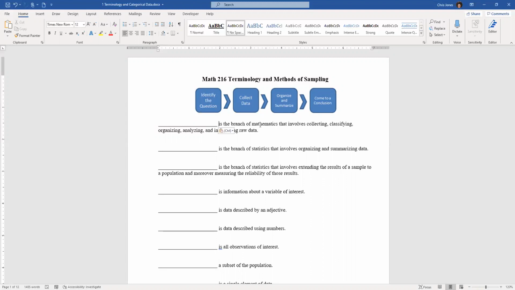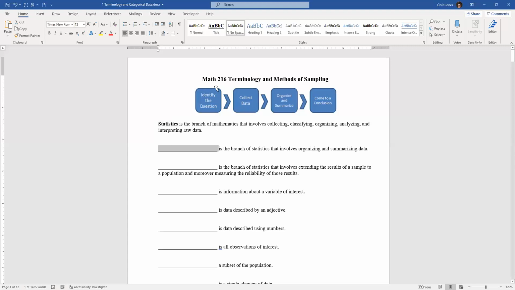Right? So the very definition of statistics is that it is the branch of mathematics that involves organizing, collecting, analyzing, classifying, and interpreting raw data. And so whenever we try to collect these types of data, there's actually two branches of statistics that we're going to be interested in, and we're going to study both of those throughout the course.